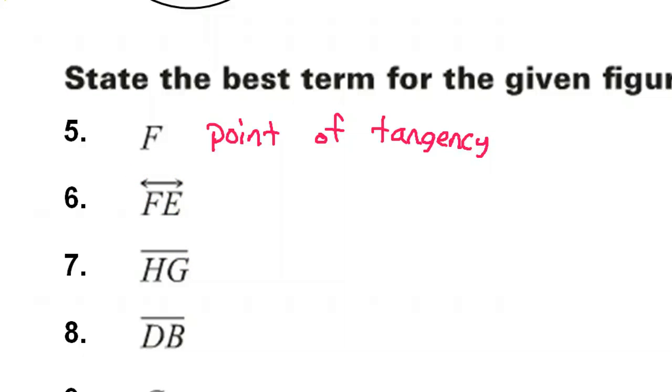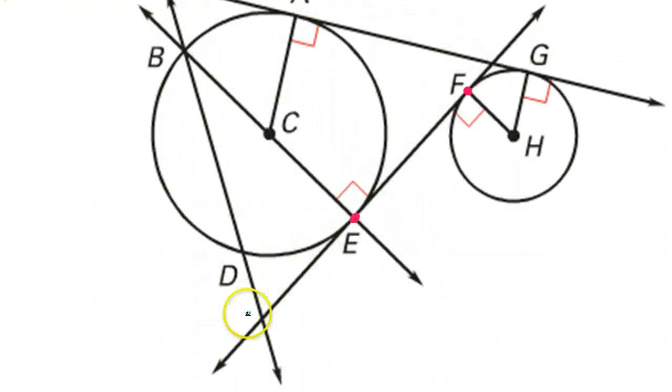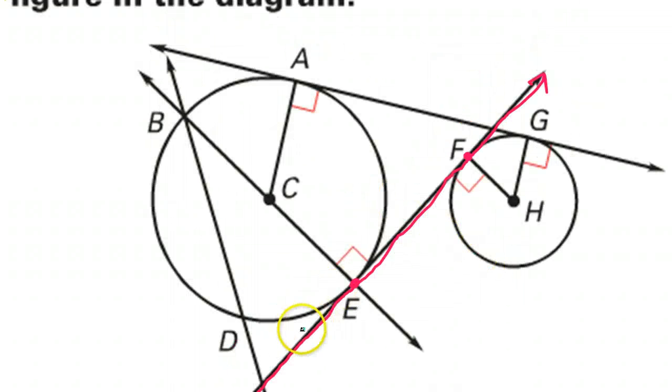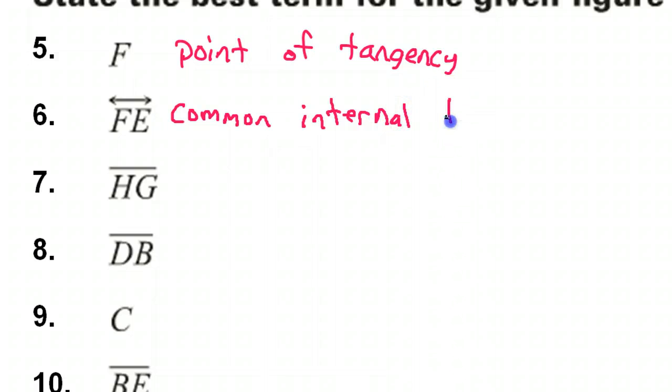Number 6, line FE. Here's F, here's E. So line FE is this line right here. Now let's be real specific. This line is a tangent line. It has a point of tangency on each circle. E is a point of tangency, and F. So it is a common tangent, since it's a tangent for two different circles. Is it a common internal tangent, or a common external tangent? This is a common internal tangent because it passes between the two circles.